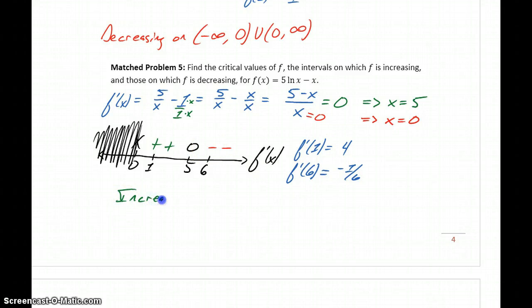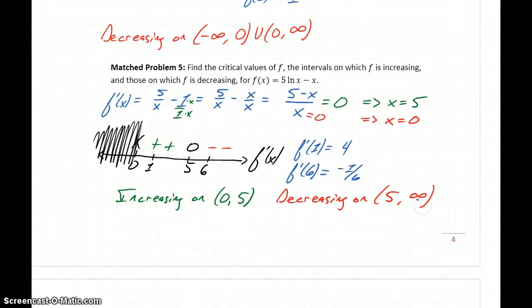So we could say that our function is increasing on 0 to 5. And again, we're not worrying about any values less than 0 because the original function would be undefined there because of the natural log function. And it's going to be decreasing on 5 to infinity.